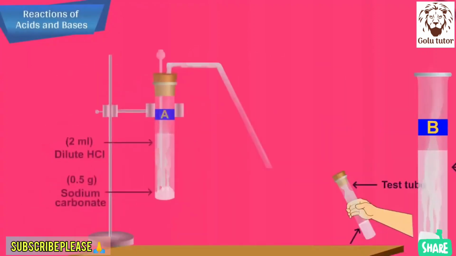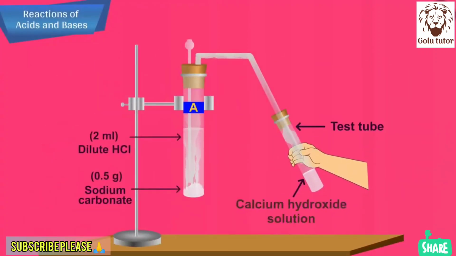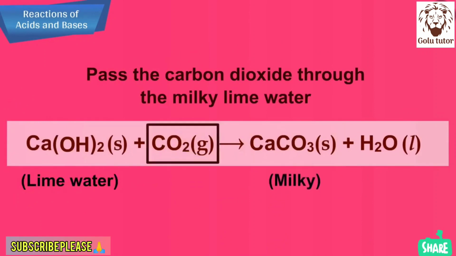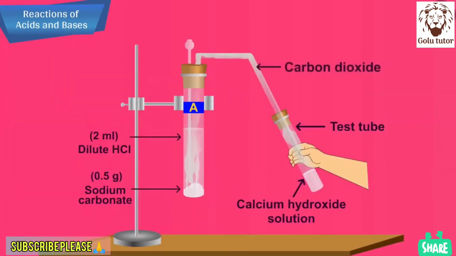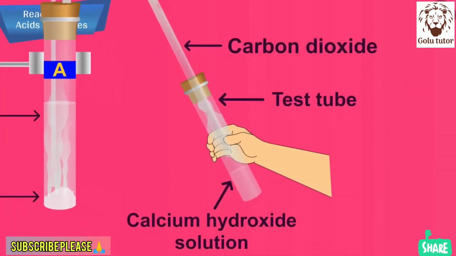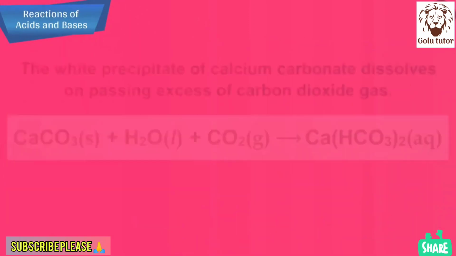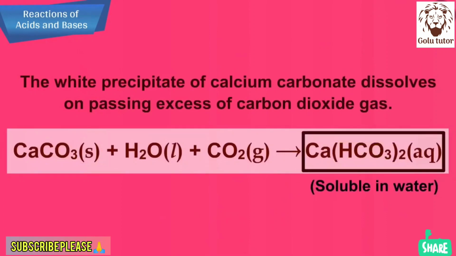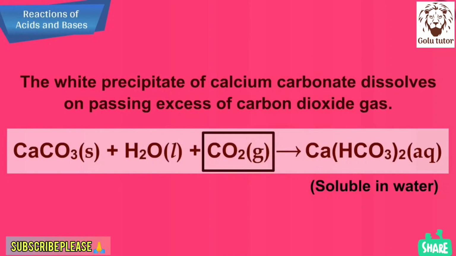Pass the gas produced in each case through lime water, calcium hydroxide solution, as shown in the figure, and record your observations. You will observe that the lime water turns milky, which shows that the gas evolved is carbon dioxide. Keep on passing the carbon dioxide through the milky lime water for some time. The lime water becomes clear again. This shows that the white precipitate of calcium carbonate dissolves on passing excess of carbon dioxide gas.